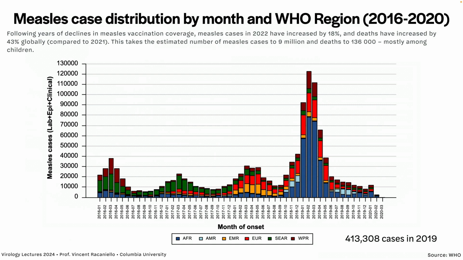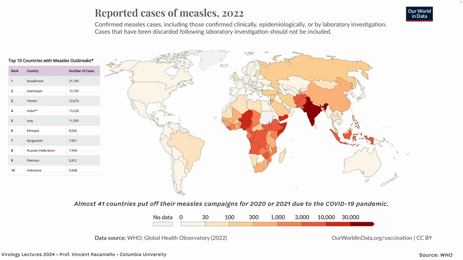And in fact, in 2022, the cases rose 18%, and deaths went up 43% globally because of COVID and that limited vaccination. There were 413 cases globally in 2019, and in 2022, 136,000 deaths. And this is the global incidence of measles. So the more red, the more cases. So you can see lots of cases in Africa and different parts of Asia and the Pacific.